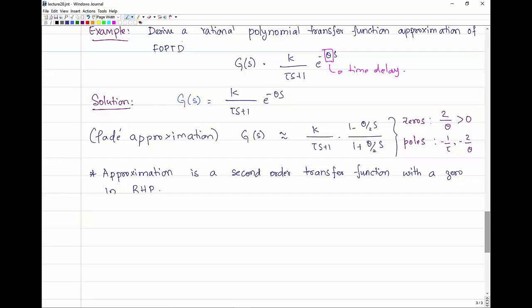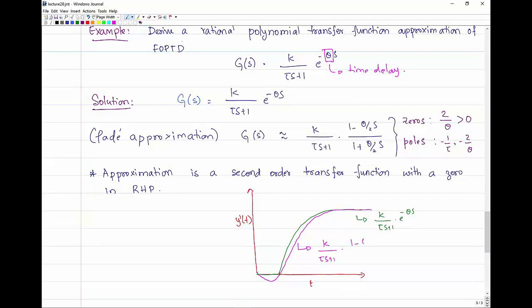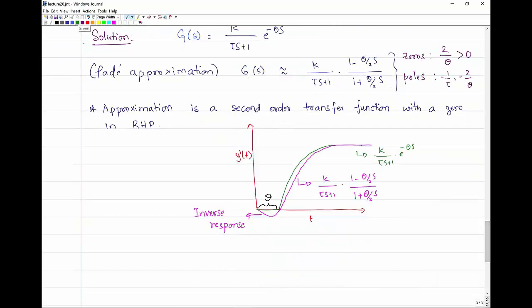That is the original first order plus time delay response, and the pink line here represents the response of the approximation obtained by approximating the time delay. In this process, what we have done is eliminated the time delay and replaced it with an approximate inverse response. Remember, zeros in right half plane typically lead to inverse response.